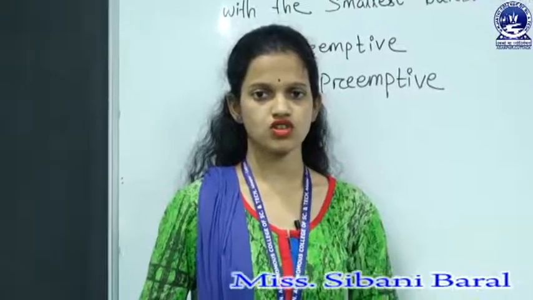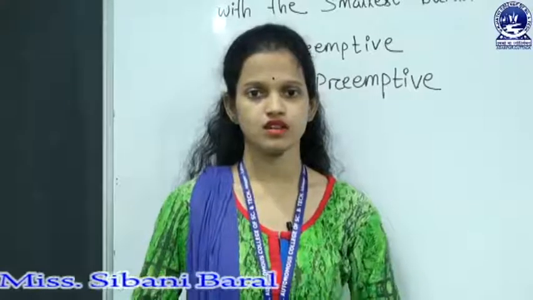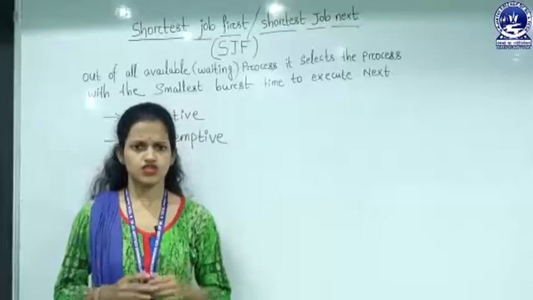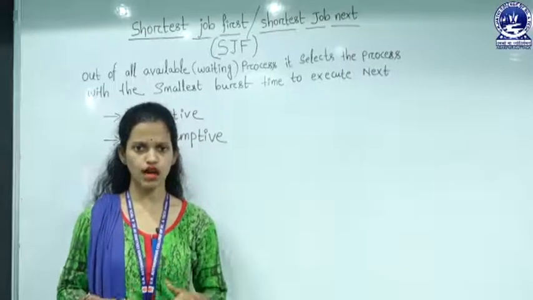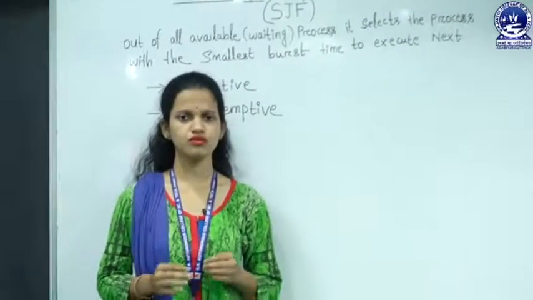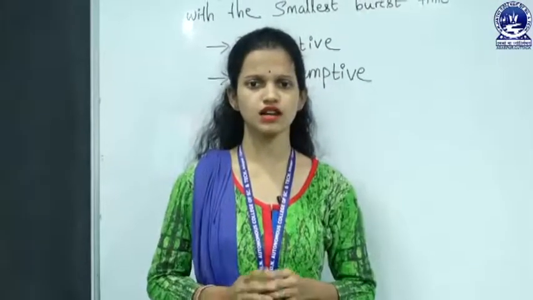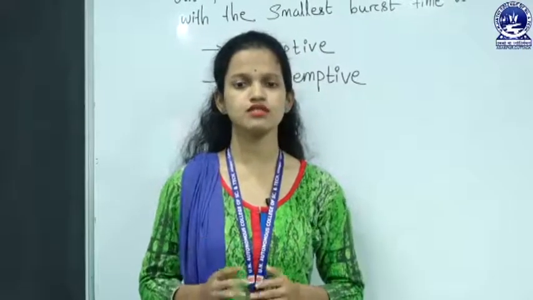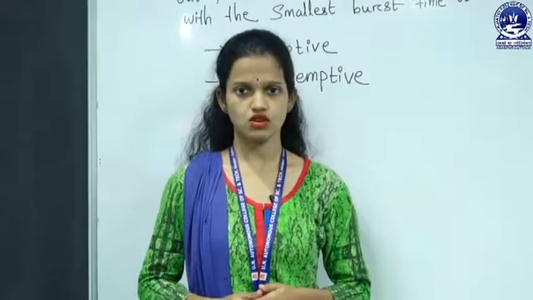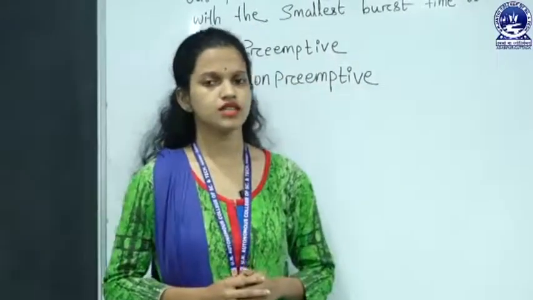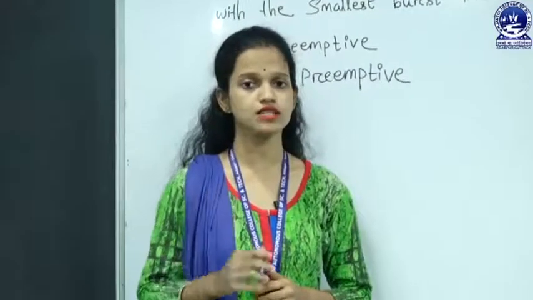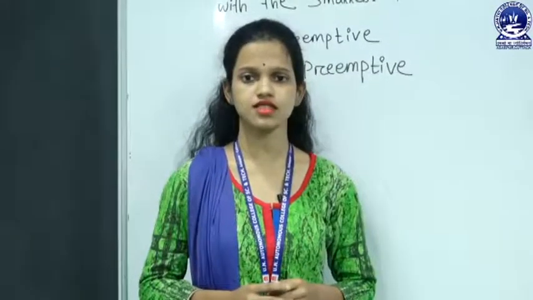The topic is shortest job first, or shortest job next. So what is the funda behind this CPU scheduling? SJF selects, out of all available processes which are in the waiting state, the one with the minimum burst time to execute next. So SJF selects the process having the smallest burst time among those in the waiting state.